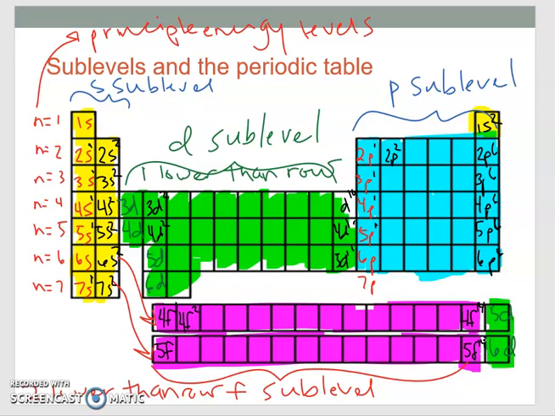Now, whenever you get down to the f's and even to some of the d's, there are a few exceptions and anomalies, but in general, this is how we'll follow the periodic table, and I'll give you some examples of exceptions whenever we talk more about electron configurations.